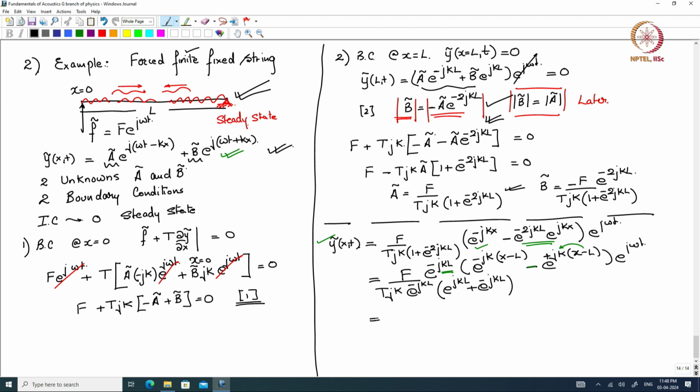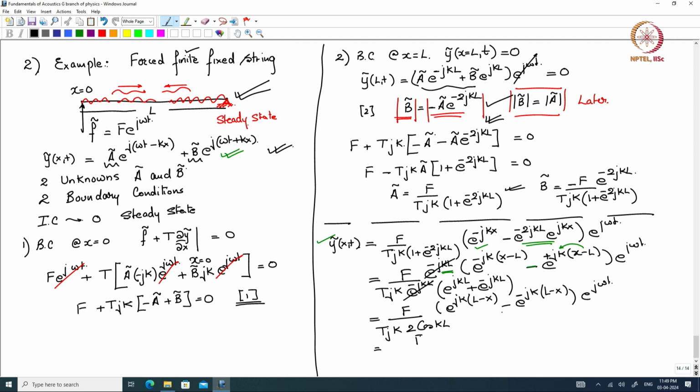F by T j k, I will cancel e to the power minus j k L, and this I write as twice cos k L, and this I write as e to the power of j k (L minus x) minus e to the power of minus j k (L minus x), just a convention issue. And this we know is what?